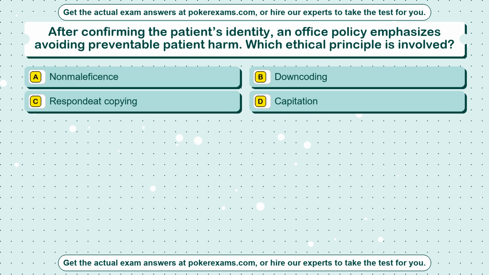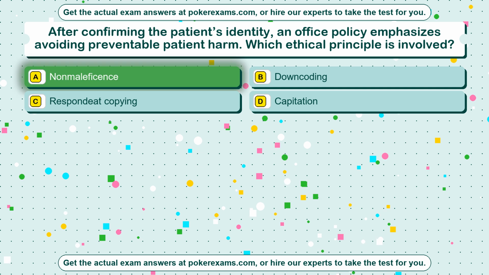Question 79. After confirming the patient's identity, an office policy emphasizes avoiding preventable patient harm. Which ethical principle is involved? Option A, non-maleficence. Option B, downcoding. Option C, respondeat copying. Option D, capitation. The correct answer is option A, non-maleficence.